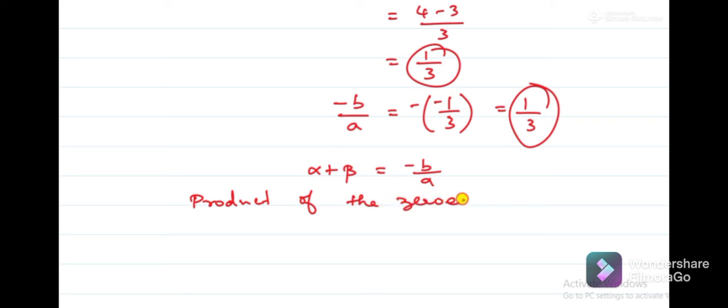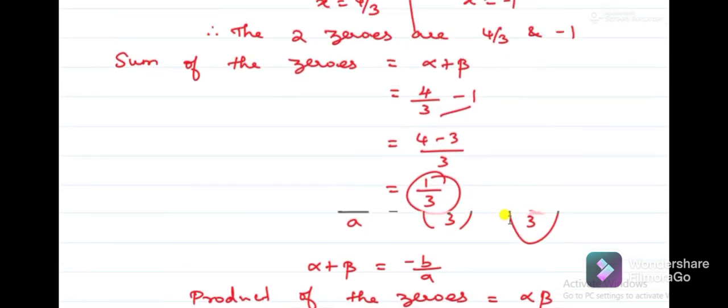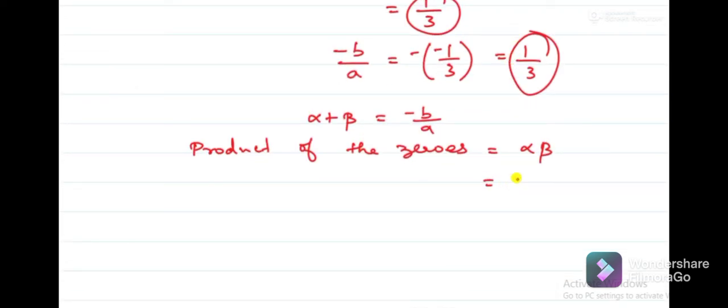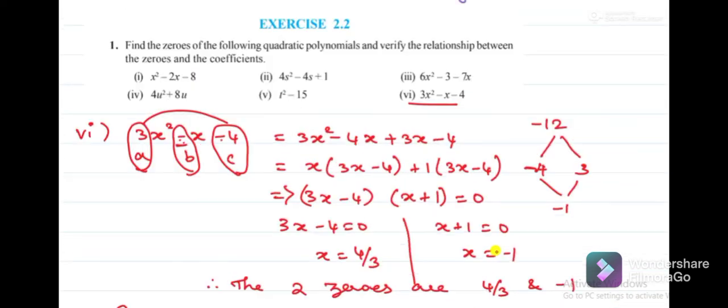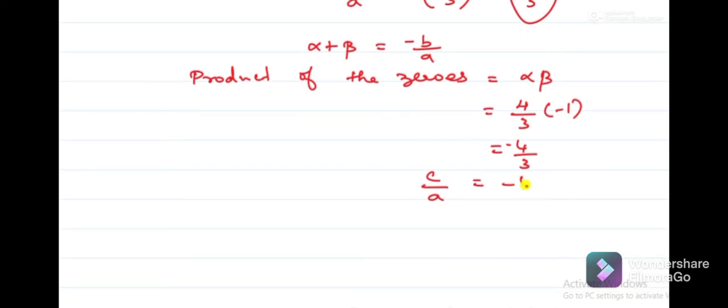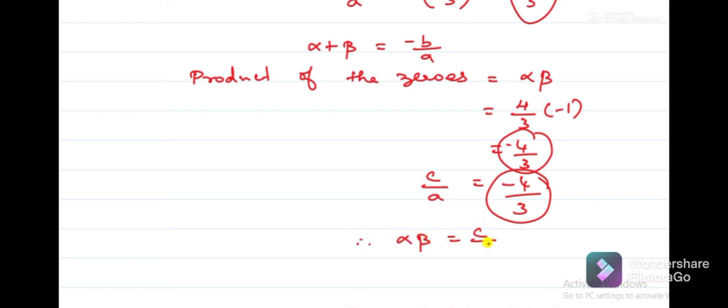Let us find out the product of the zeros, equal to alpha into beta. Multiply the two zeros. 4 by 3 into minus 1 will give you minus 4 by 3. We'll calculate c by a. C value is minus 4 and a value is 3. So it's minus 4 by 3. Alpha into beta value is equal to c by a. Hence verified.